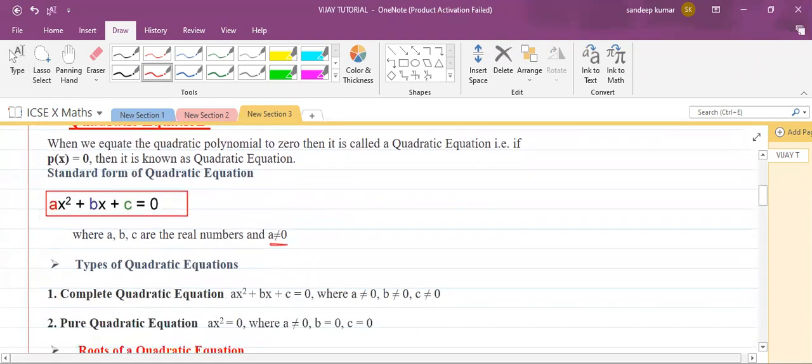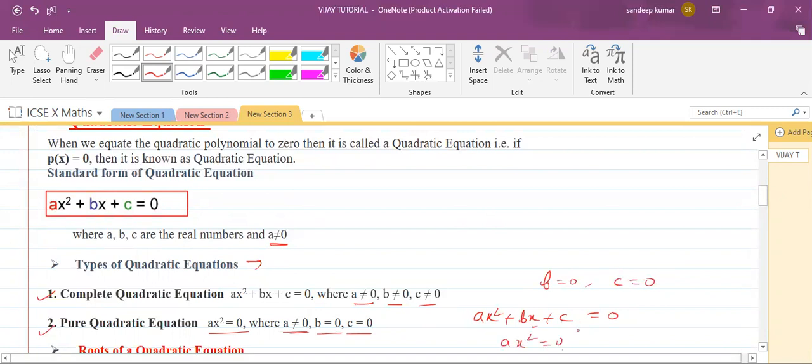Next we will study the types of quadratic equations. Generally there are two types. One is a complete quadratic equation, in the form ax square plus bx plus c is equal to 0, where a, b, and c are all not equal to 0. Whereas a pure quadratic equation is ax square is equal to 0, where a is not equal to 0, but b is 0 and c is 0. In ax square plus bx plus c is equal to 0, if the coefficient of x is 0, that is b is equal to 0, and the constant term is also 0, then we can write ax square is equal to 0. So this is called a pure quadratic equation.